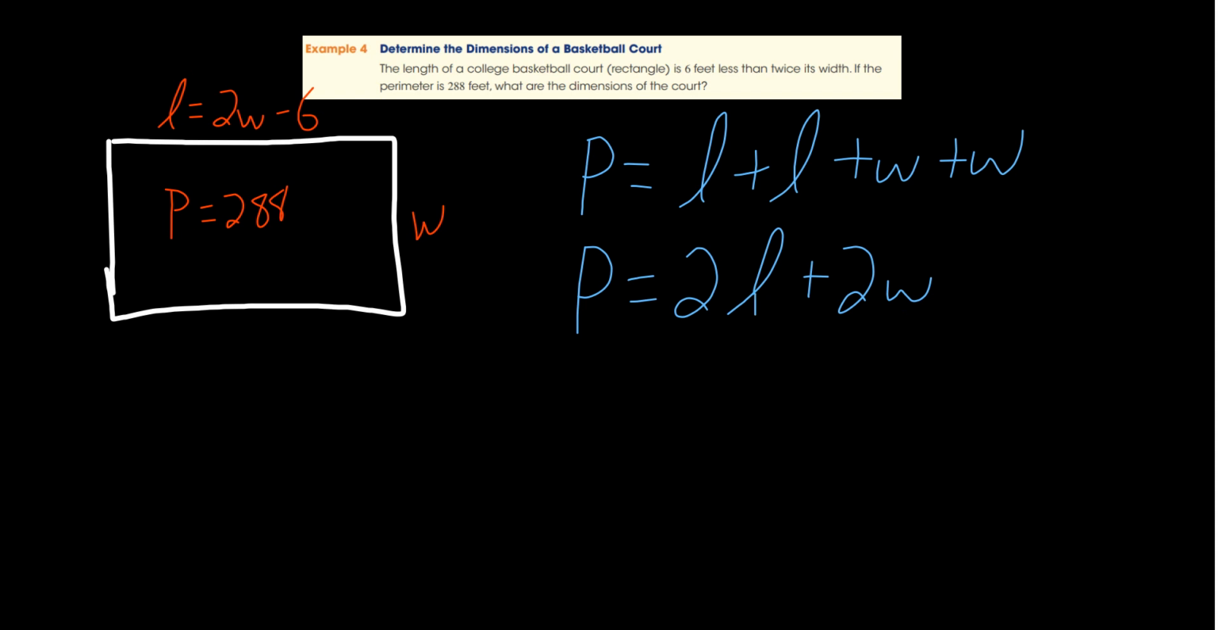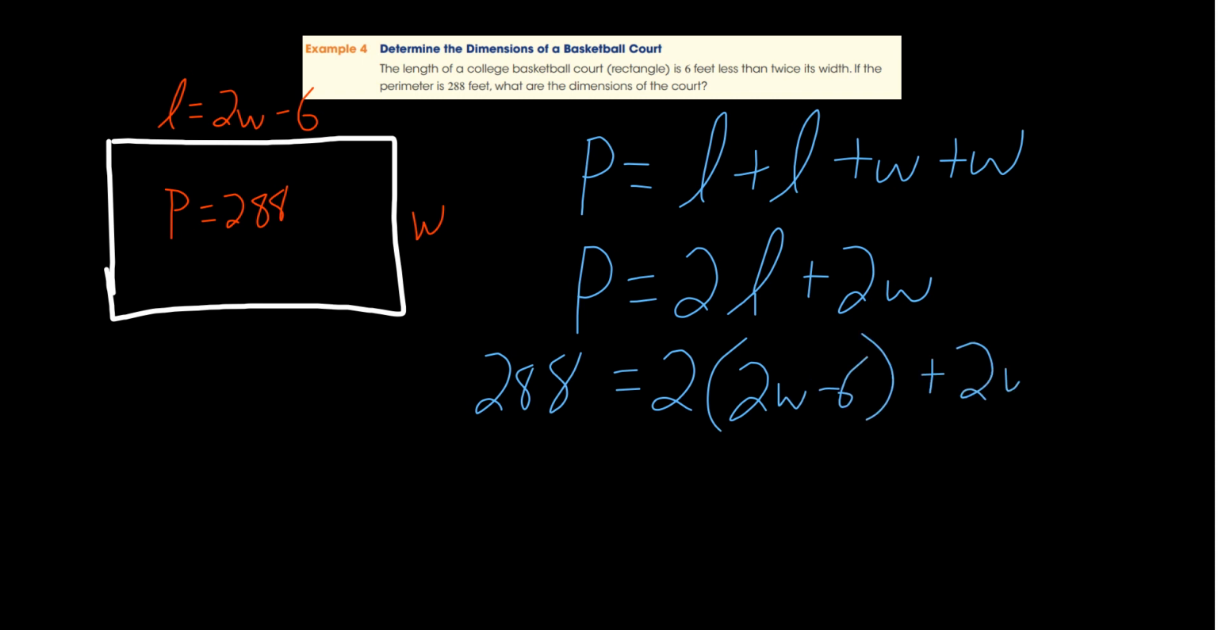Okay, we have the information we need, and we have the length in terms of width. So the perimeter is 288 feet, and that's equal to 2 times, well, what's the length? The length is simply 2W minus 6. So 2 times (2W minus 6), and then plus twice the width.